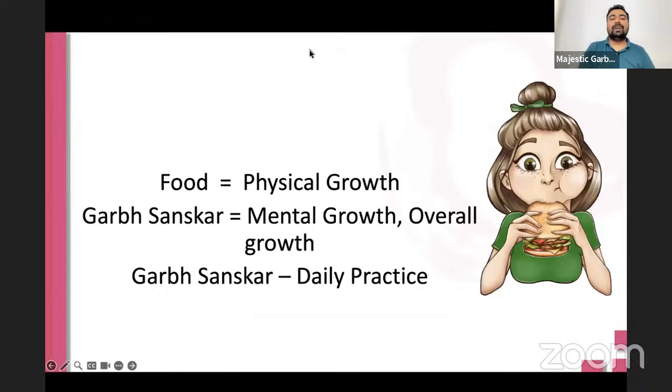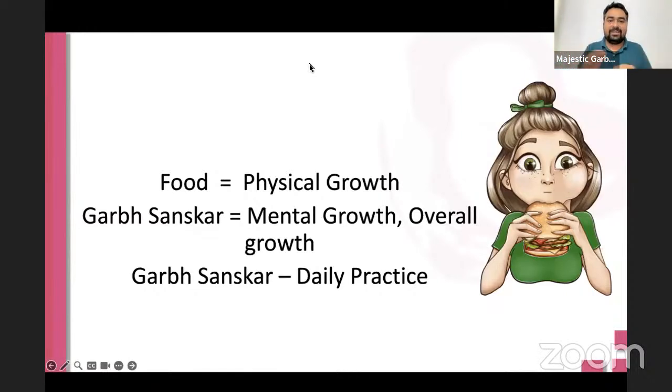Now, just like normal physical food, whatever food we are consuming is essential for our physical growth. Is it possible, like over here Sheetal is saying, that once in a week I will have food and remaining days I will not eat anything? Will it work for you? No. We have to eat food on a daily, regular basis to nurture our body. In the same way, Garbh Sanskar is also food for your unborn baby. It is a mental and emotional diet for your unborn child, and that is to be consumed and practiced on a daily basis. Then only you will have the best results.